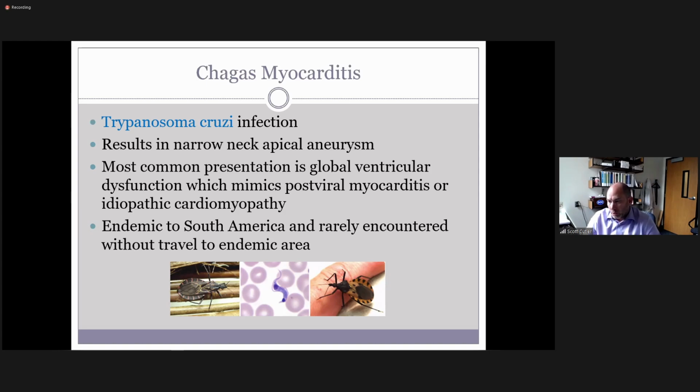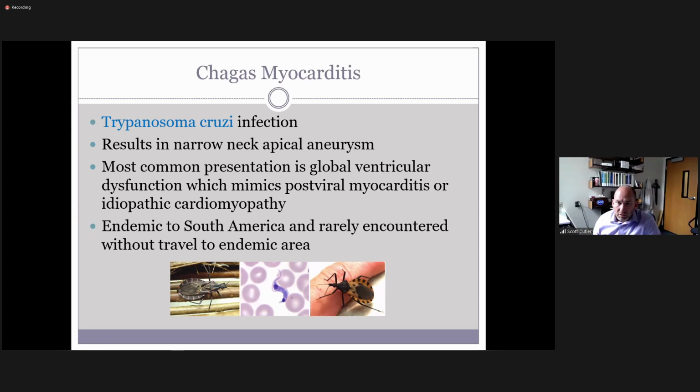And it's also always important to find out what area they were in specifically. So if we found out they were in South America, this would certainly put it higher on our list of possibilities. If they've been to Africa or somewhere else, we might be thinking it's some other type of parasite or disease process. But it's important to find out what that is so they can be treated effectively.